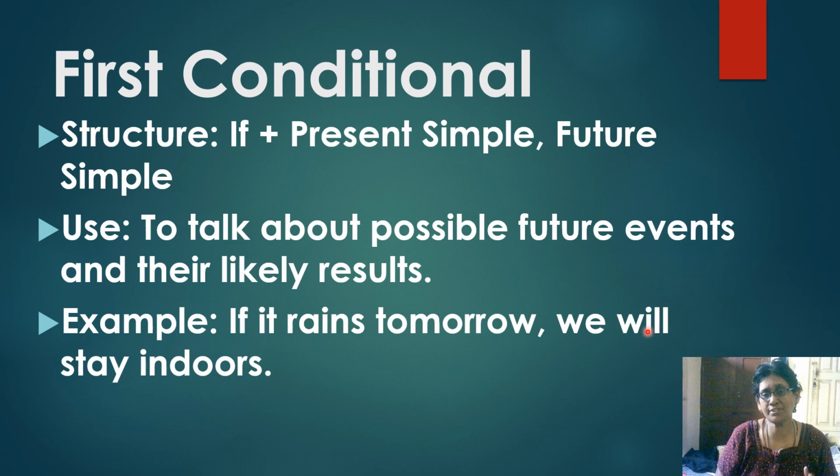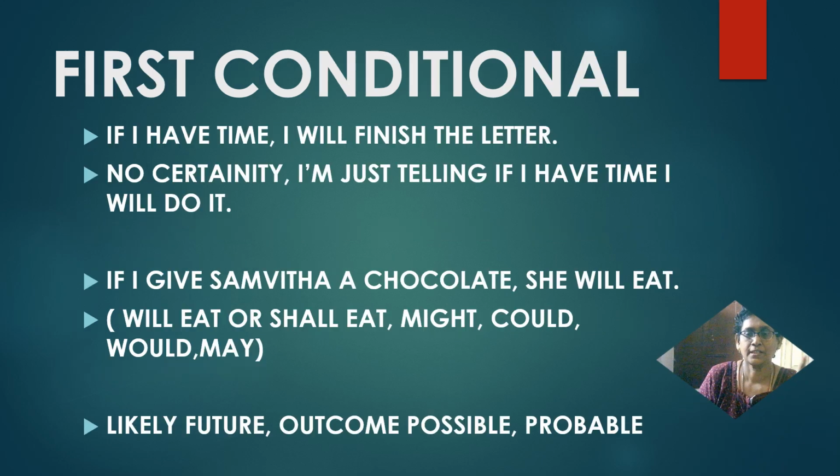So where do I use the first conditional? To talk about possible future events and their likely results. It hasn't happened. It may happen in the future, and if that thing happens, what will be the result? Understood? Isn't it easy? Here are a few examples. If I have time, I will finish the letter. See, there is no certainty. I'm just saying if I have time, I'll do it. So this is the first conditional.